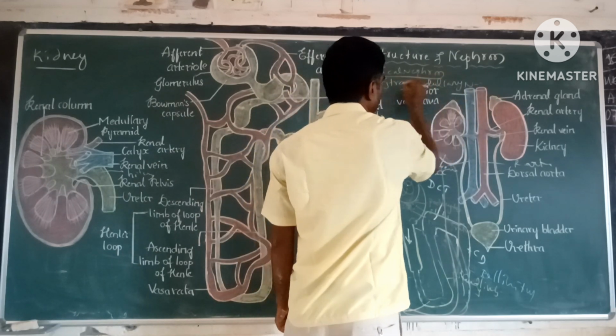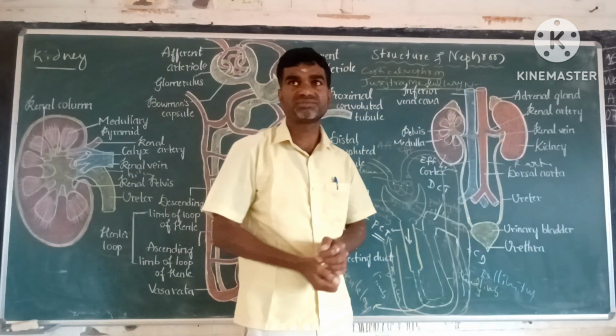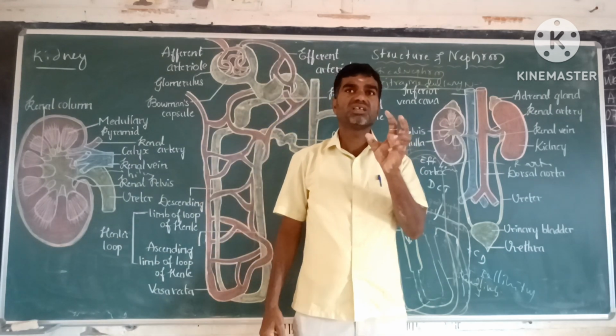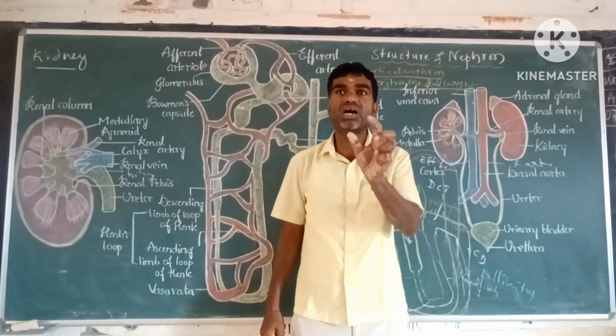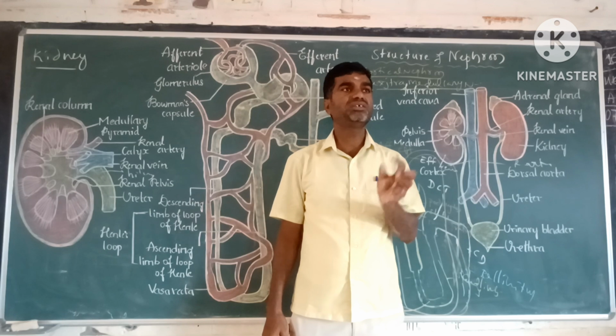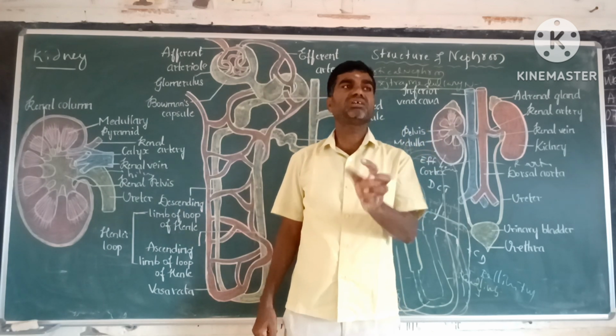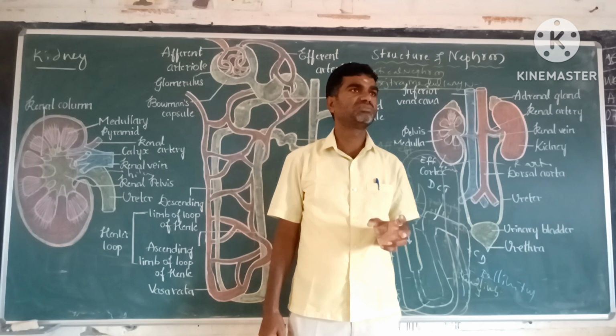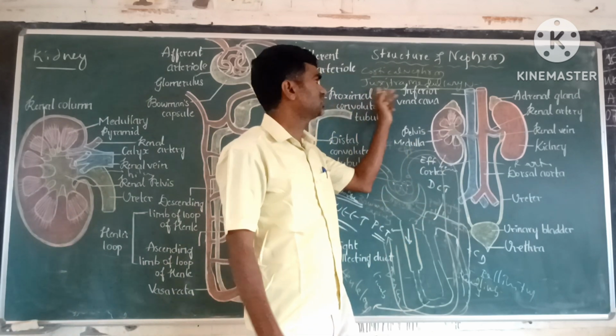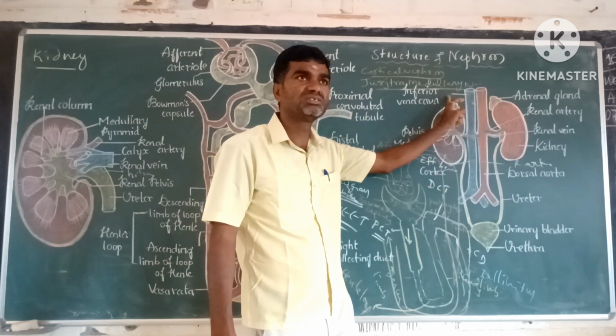Juxtamedullary nephrons. Okay, what are juxtamedullary nephrons? See here, the loop of Henle is very long and is notched into the deepest part of the medullary region. This is called a juxtamedullary nephron.